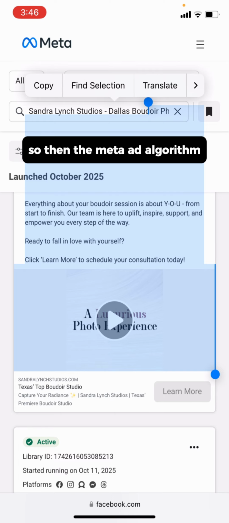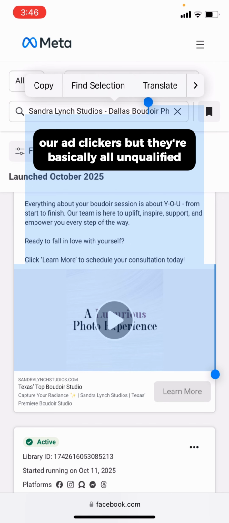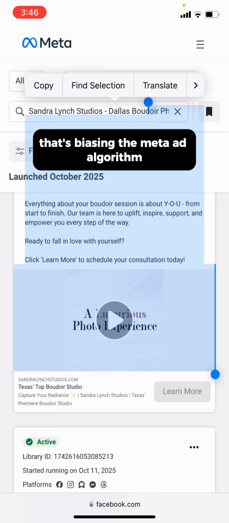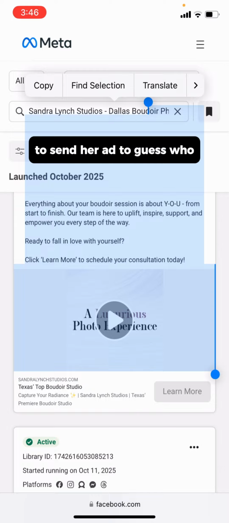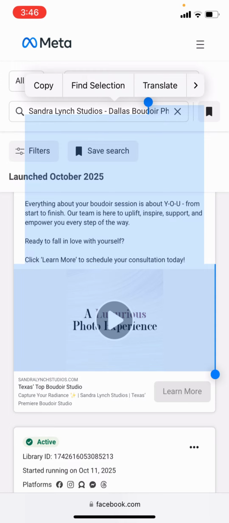So when the Meta ad algorithm pulls data from pool 2, it is assembling the similarities between our ad clickers, but they're basically all unqualified. So it's getting all this unqualified data that biases the Meta ad algorithm to send our ad to, guess who? More unqualified prospects with those same unqualified data points on their Meta profiles.